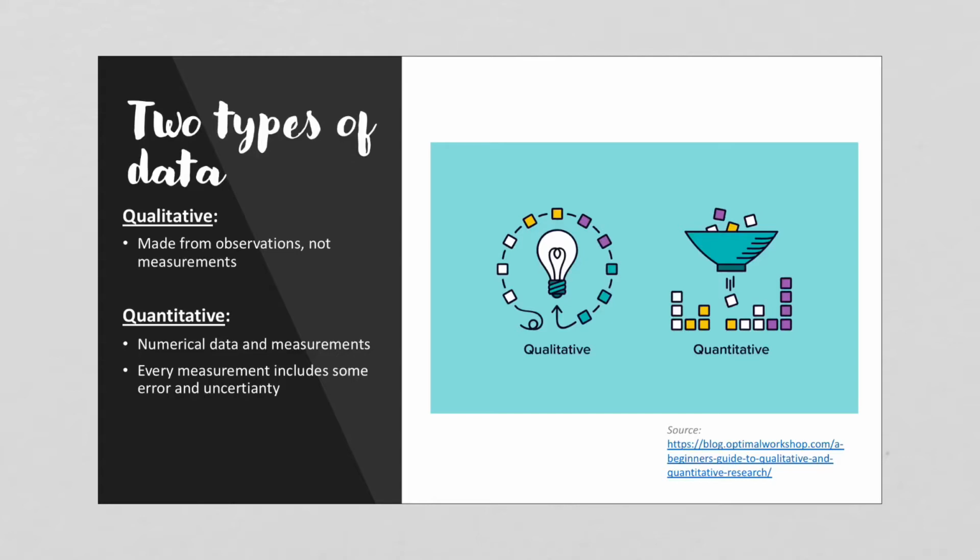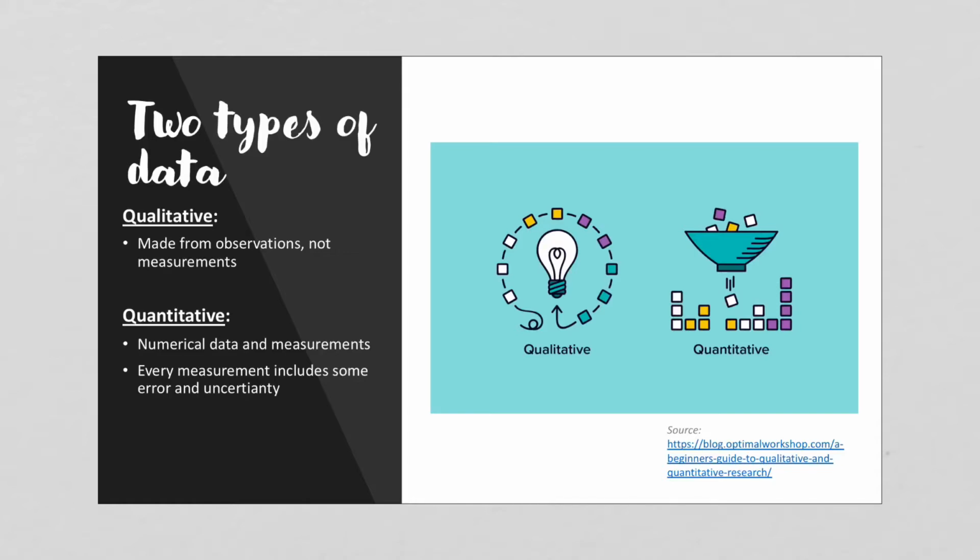So there are two different types of data. Qualitative data is made from observations and it's not from measurements. So they would be describing the qualities of something. So no numbers are involved. So some examples would be just to describe the color, the texture, the luster, and so on. So the physical properties of an atom or a substance.